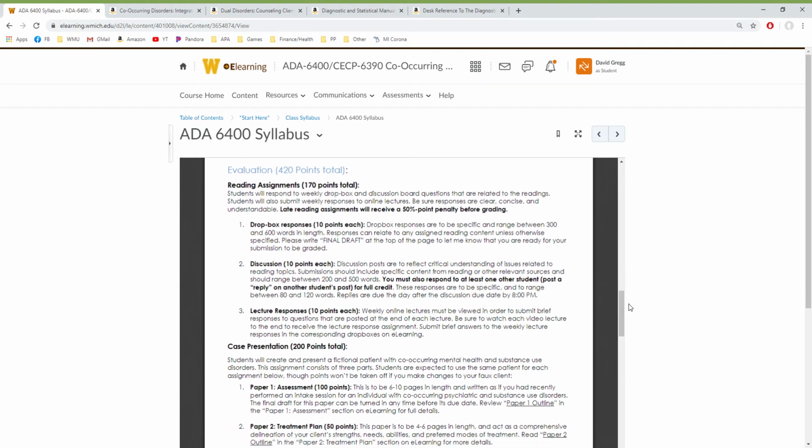Here is everything you're going to be graded for in this class, and it's sectioned into three parts. One are the reading assignments. You're going to have different reading assignments due every week. Sometimes you're going to have Dropbox papers. Sometimes you're going to have discussions.